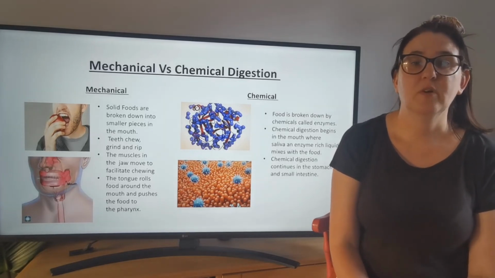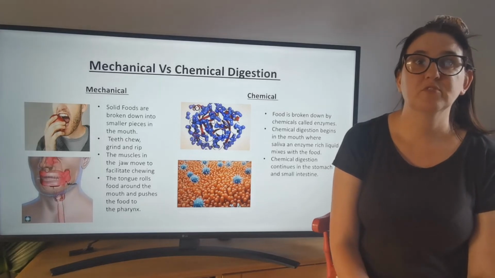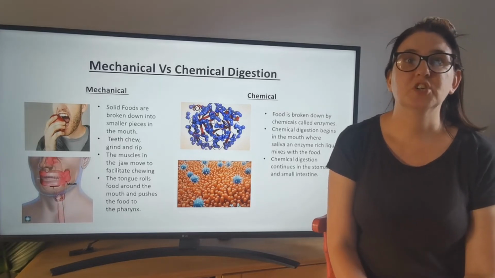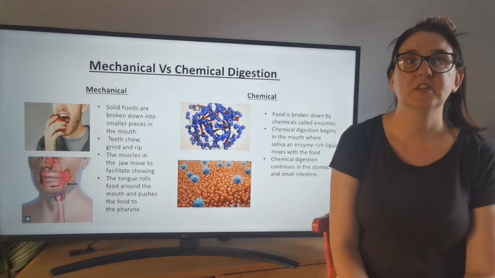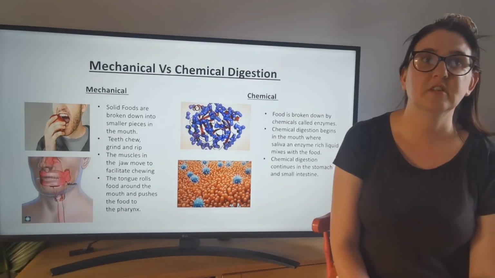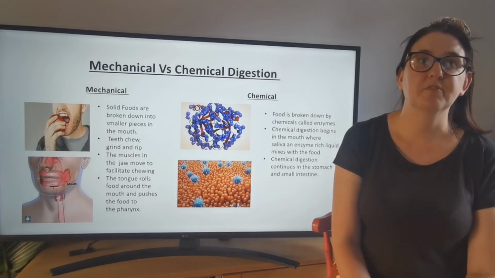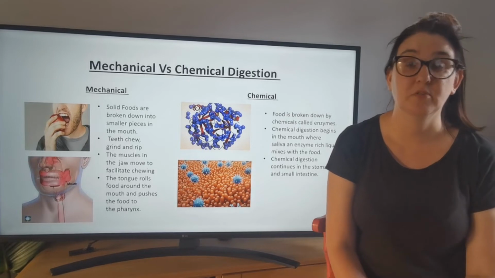Chemical digestion is when food is broken down by chemicals called enzymes. Chemical digestion begins in the mouth with saliva and continues in the stomach and the small intestine. Gastric enzymes have specific functions and optimum functioning environments.